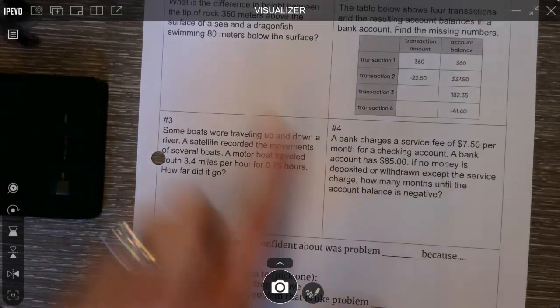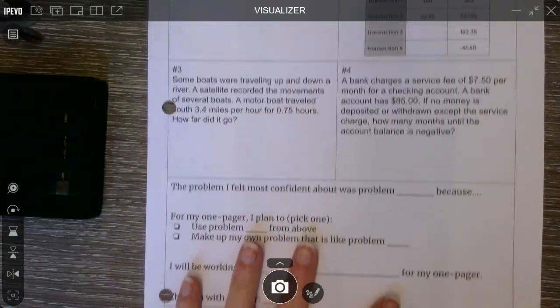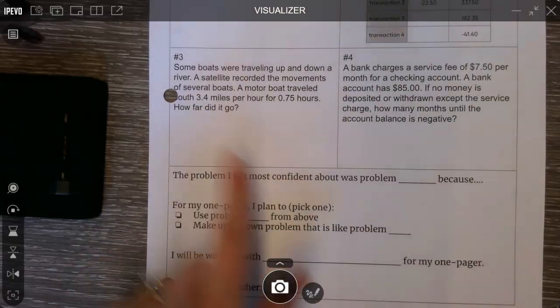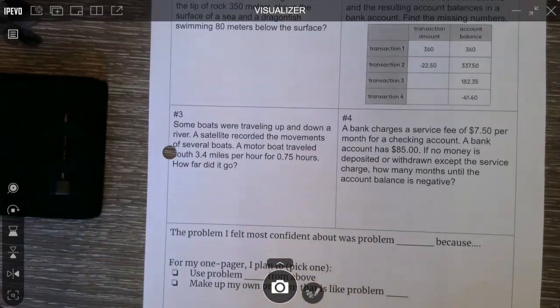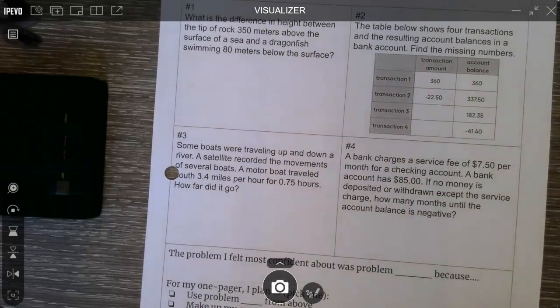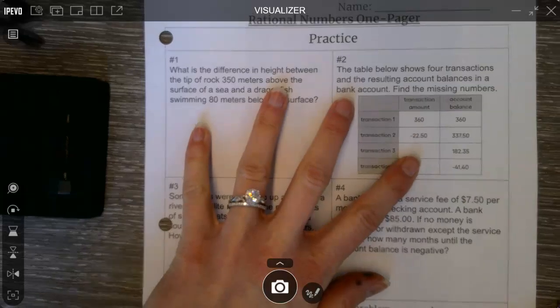Okay? Once you finish that, it says the problem I felt most confident with was which one? So you're going to pick. Was it 1, 2, 3, or 4? And then tell me why. All right, then it says for my one-pager, I plan to use problem which one? Which one are you going to use? So you can pick one of these, or you can make up your own problems, but you can only pick one of these to use. You can't pick more than one, okay?